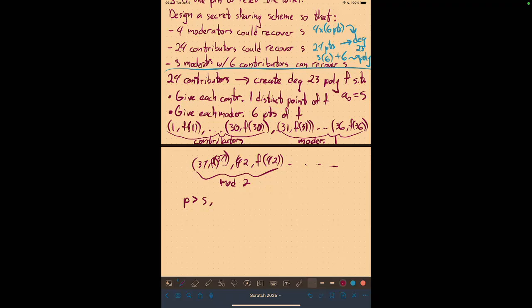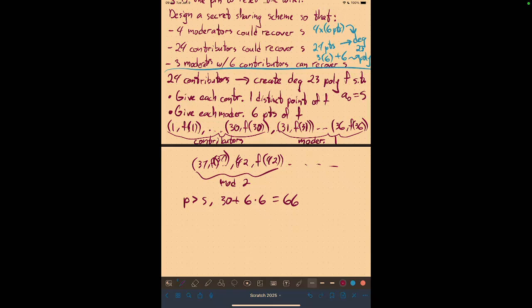And it also needs to be bigger than the 30 contributors plus the 6 shares that each of the 6 moderators gets. So it has to be bigger than 66, because we need 66 evaluation points. We need to create 66 shares, so we need at least that many evaluation points. That's all we need for the size of P, a prime bigger than that.